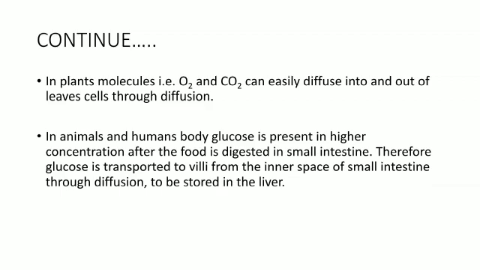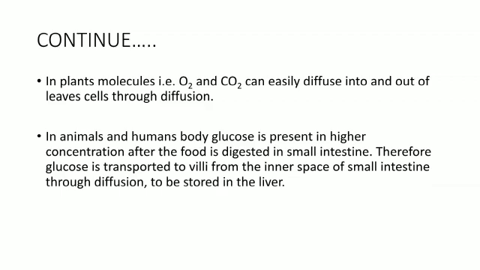So dears, in plants, molecules such as oxygen and carbon dioxide can easily diffuse into and out of the leaf cells through diffusion because these are smaller molecules, and those leaf cells are designed in such a way that oxygen and carbon dioxide easily diffuse into and out of the mesophyll cells. Dears, the cells of the leaves are known as the mesophyll cells.